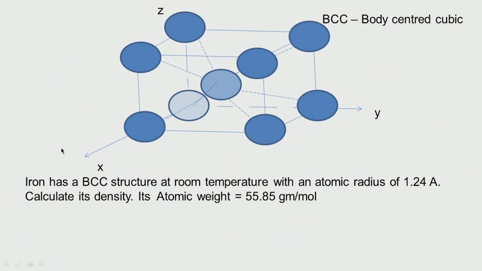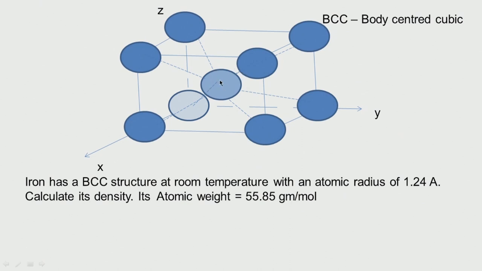So, let us go back, take iron, it has a BCC structure. So, each of these corners, and one in the middle here. It has a BCC structure at room temperature with an atomic radius of 1.24 angstroms. Calculate its density. Its atomic weight is 55.85 gram per mole. So, if you take one unit cell, we need to know how many atoms are there. Can you tell how many atoms are there?